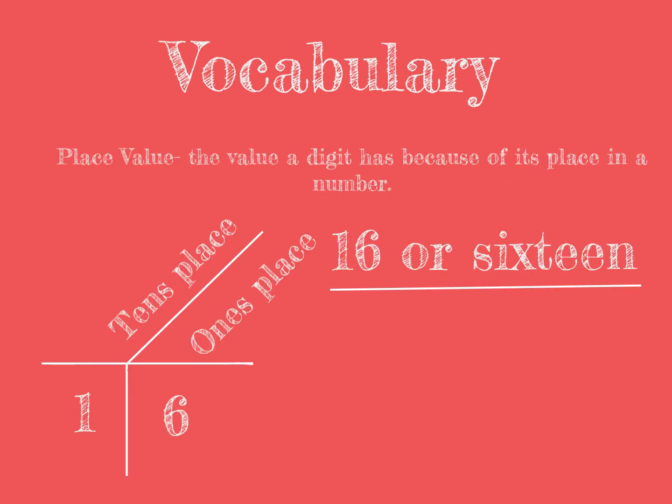Our next vocabulary word is place value, which is the value a digit has because of its place in a number. For example, in the number 16, the 6 is in the ones place, and the 1 is in the tens place. Therefore, we have 1 group of 10 and 6 ones.